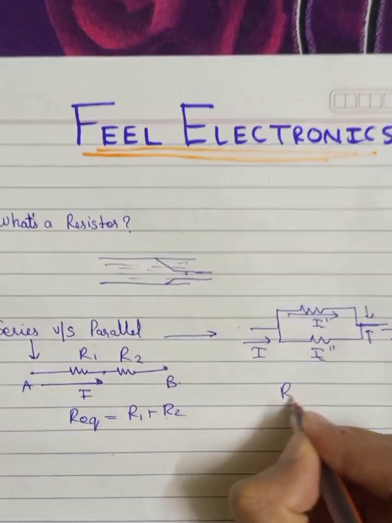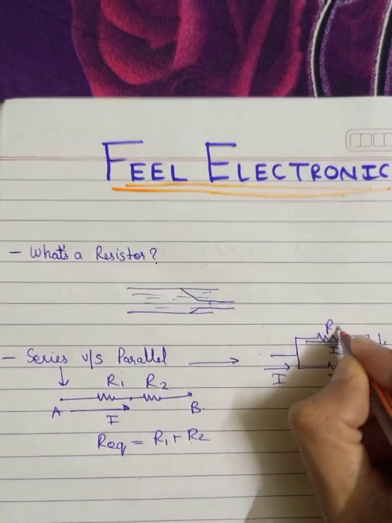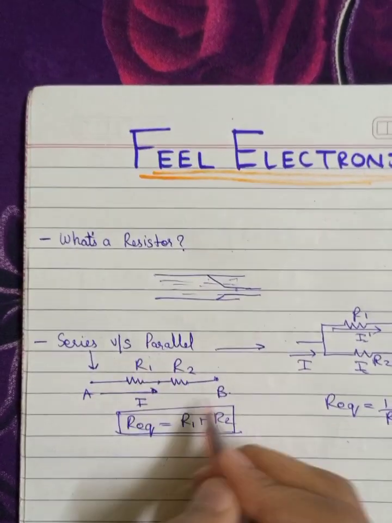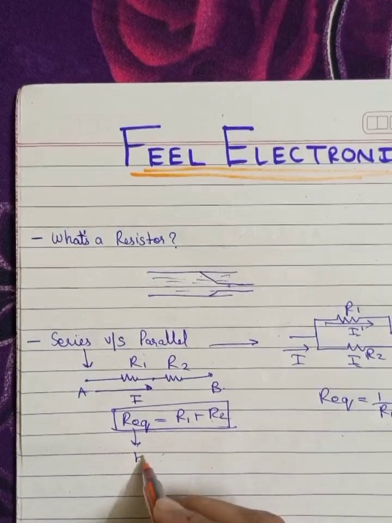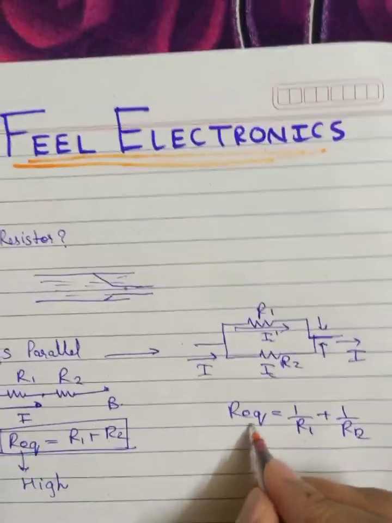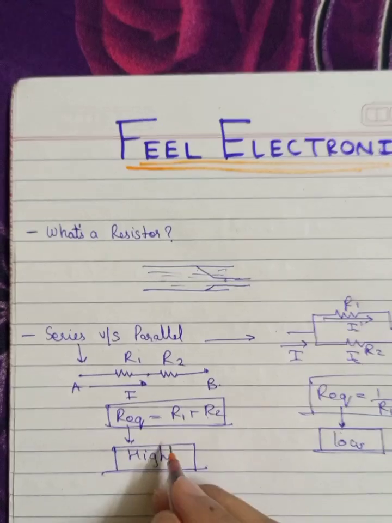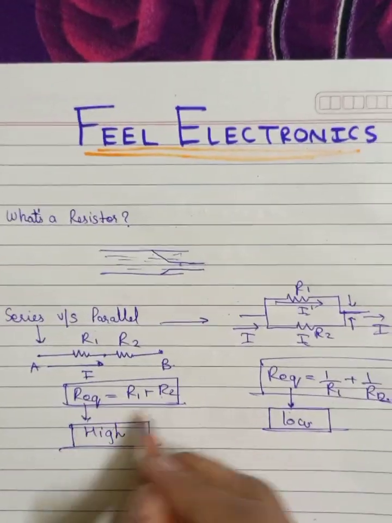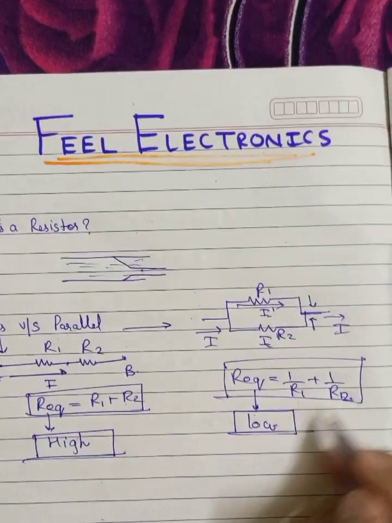But in parallel resistance, this differs. Usually it is 1 by R1 plus 1 by R2, if we consider R1 and R2 here. So from this you can see that the equivalent resistance in series is usually high, but when connected in parallel it is usually low. This factor is very important. In series the equivalent resistance is high and in parallel it is low, because in series it gets directly added, but in parallel it gets inversely added.